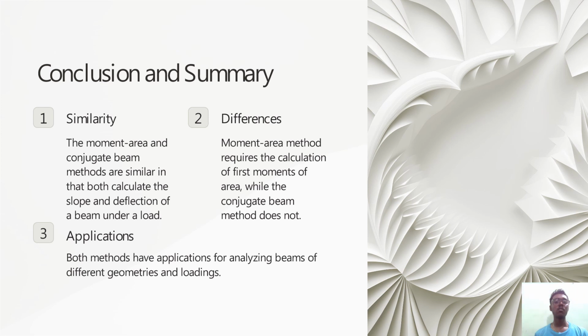Differences. The moment area method requires the calculation of first moments of area, while the conjugate beam method does not need it. Applications. Both methods have applications for analyzing beams of different geometries and loadings.